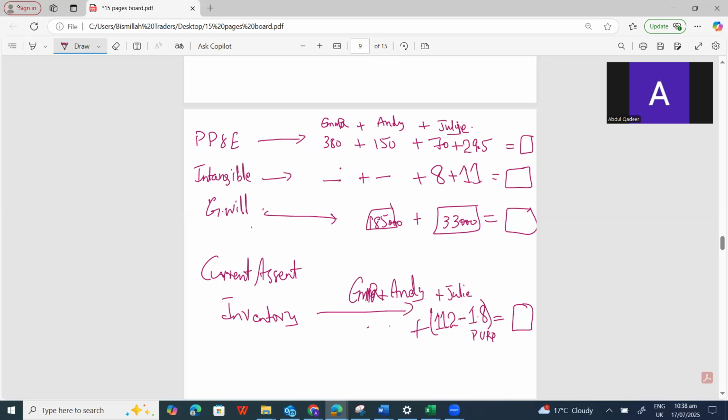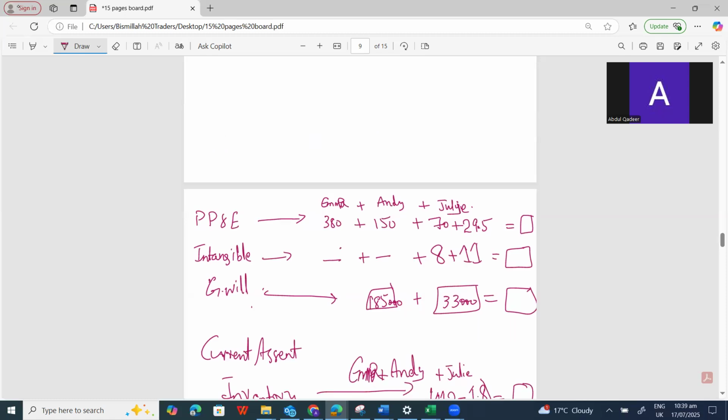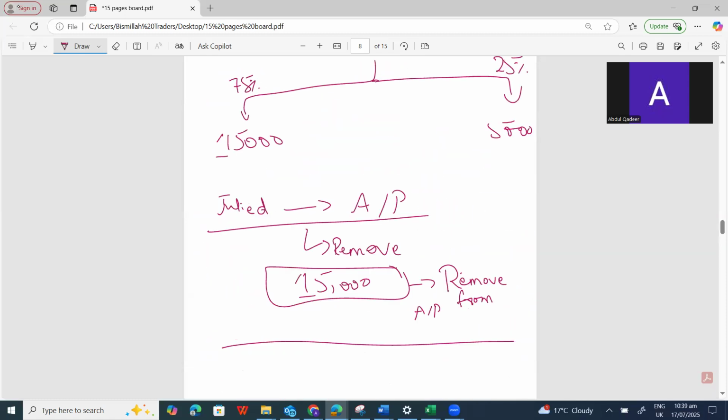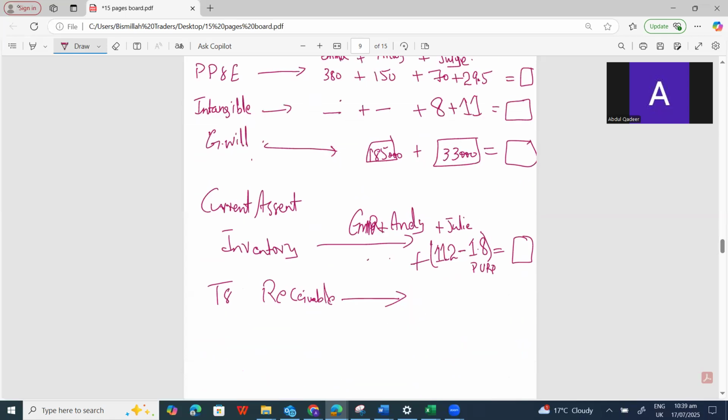Similarly, in case of trade and other receivables, what you have to remove? You have to remove the intra-group transaction, which above we have studied, £40,000. For trade and other receivables, Julie Limited's receivable value you pick up from the individual financial statements, and then you have to remove the £40,000 intra-group transaction, and then total.